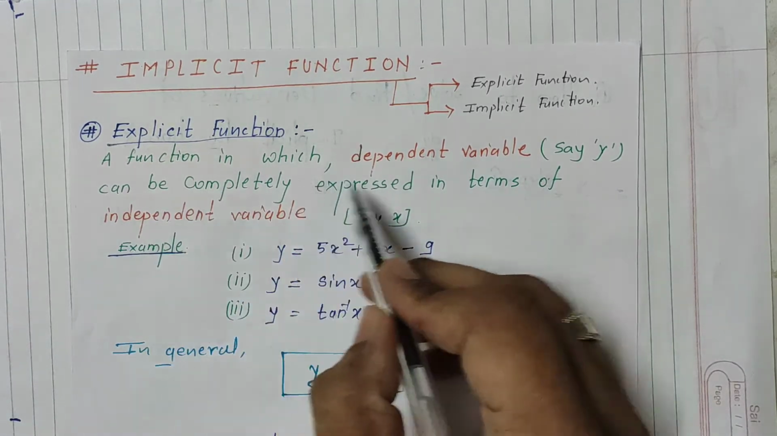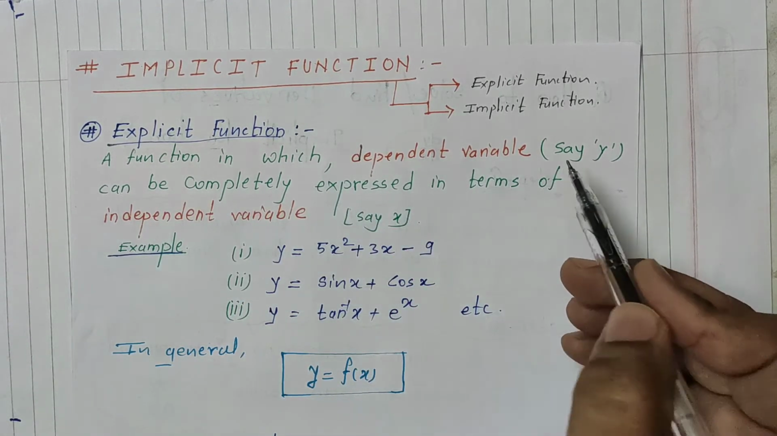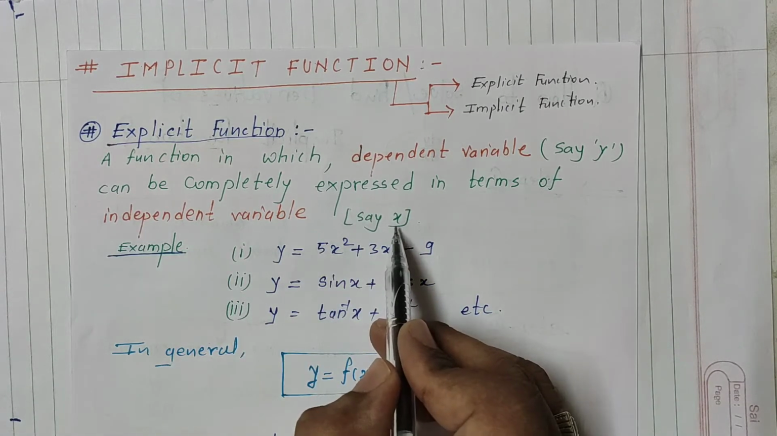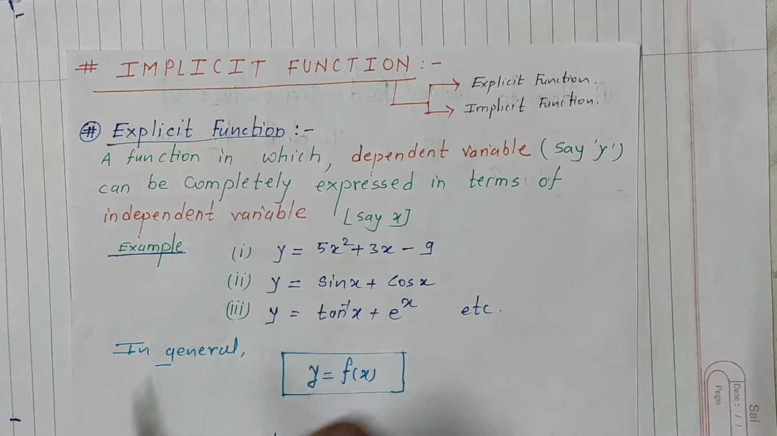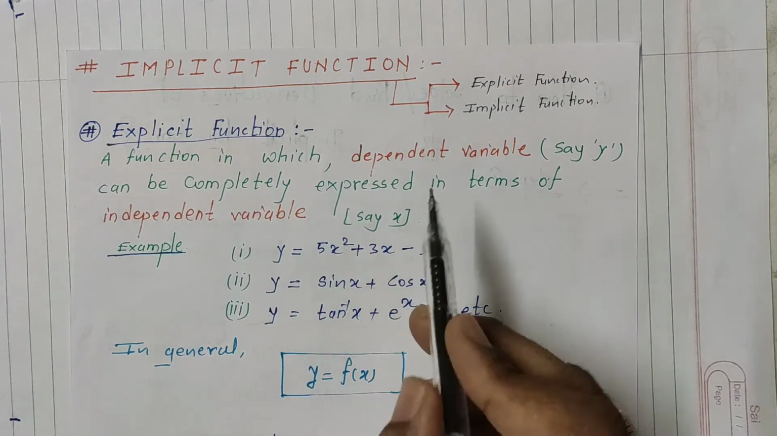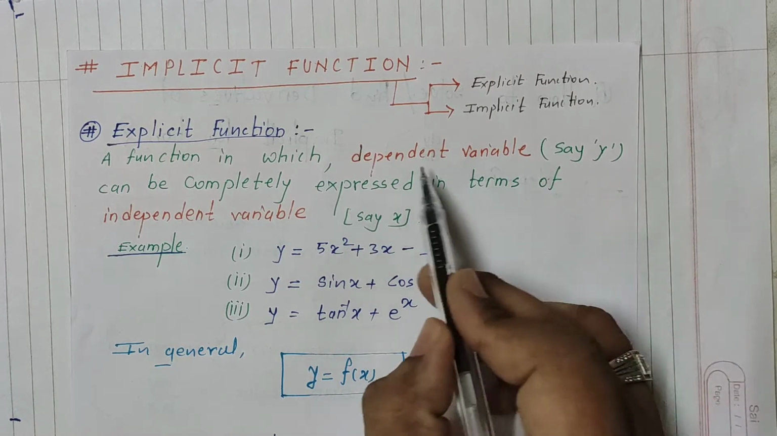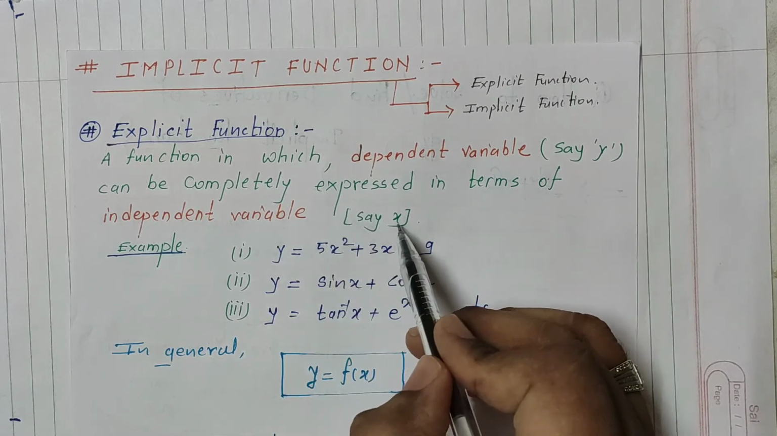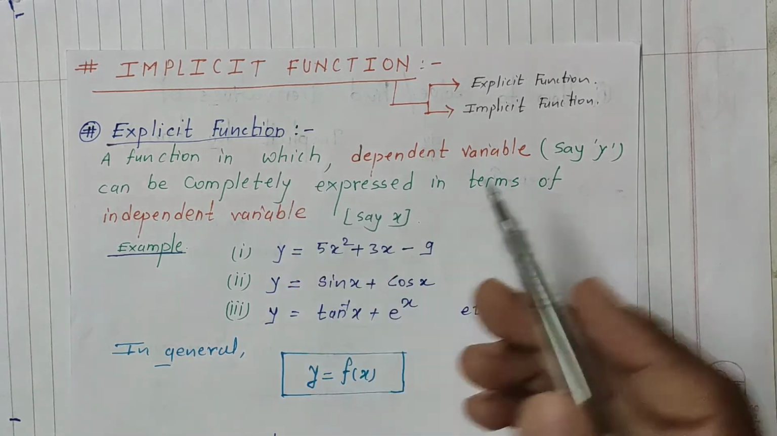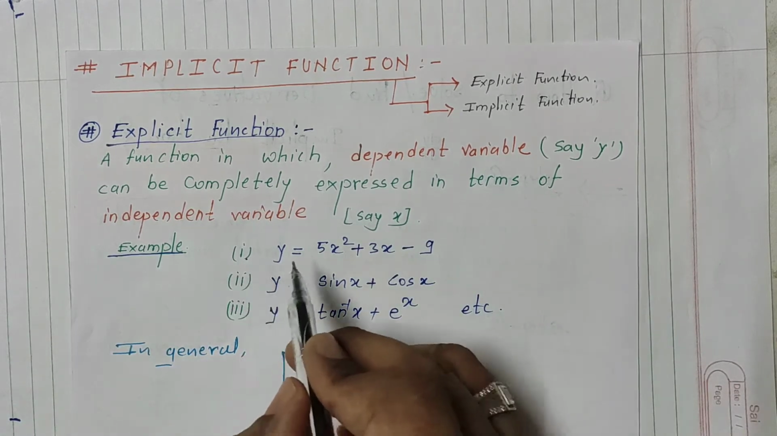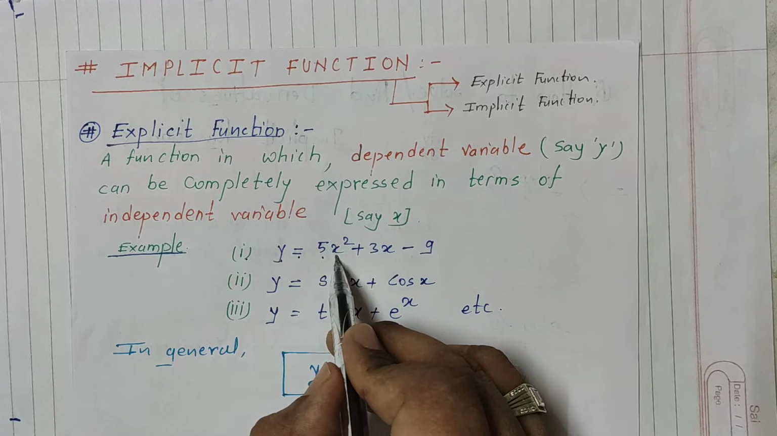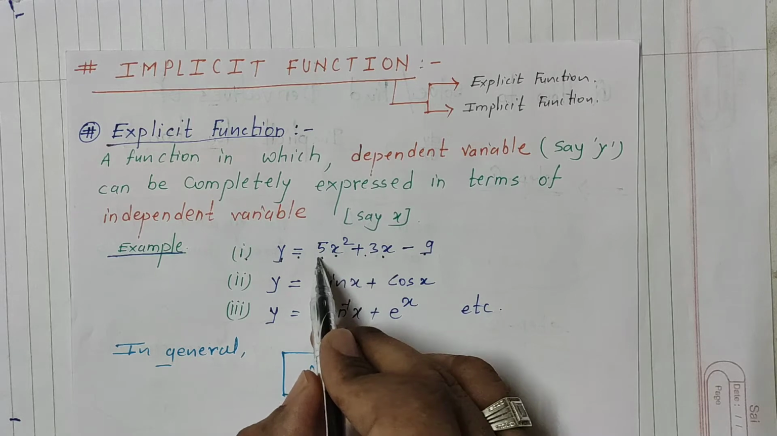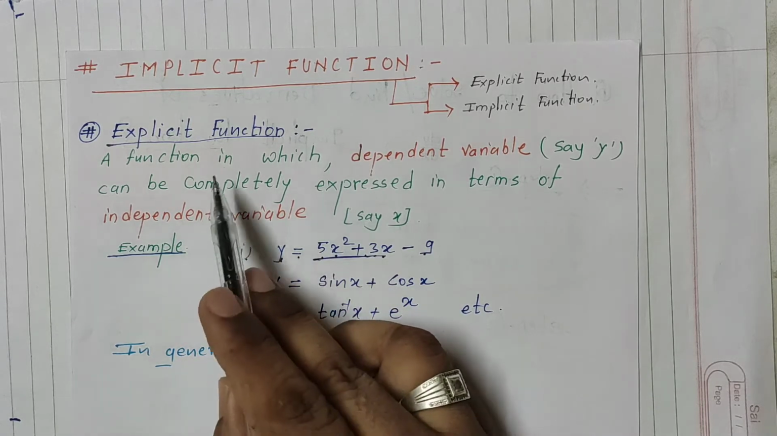A function in which the dependent variable, say y, can be completely expressed in terms of the independent variable, say x, is called an explicit function. Here I am giving examples. First example, y is equal to 5x square plus 3x minus 9. Here y can be expressed in only which form? X variable form. It's called explicit function.